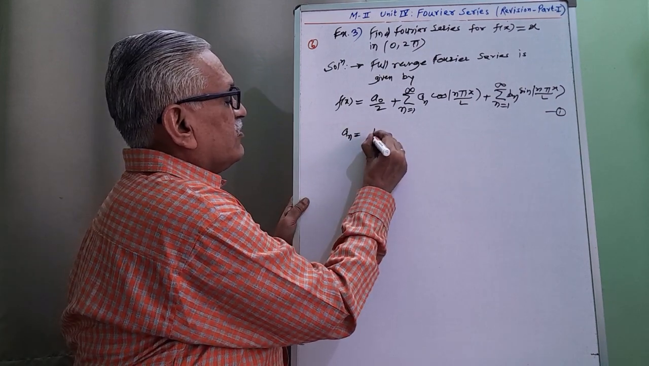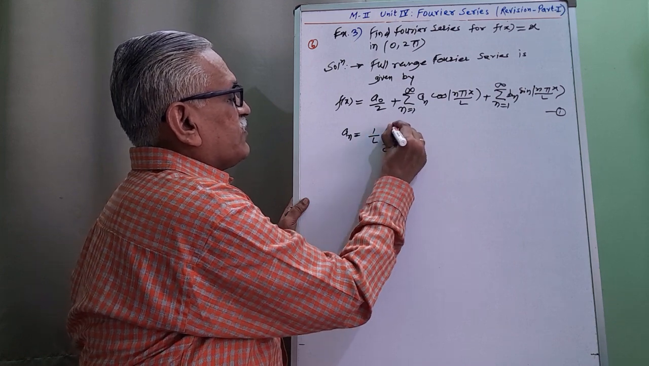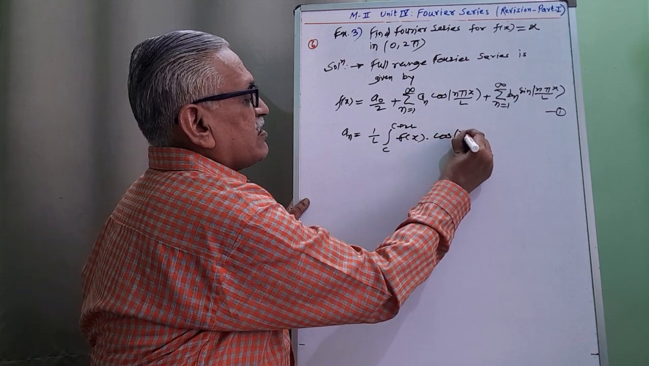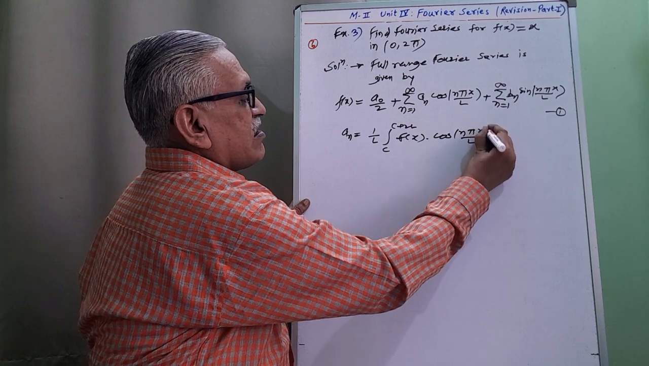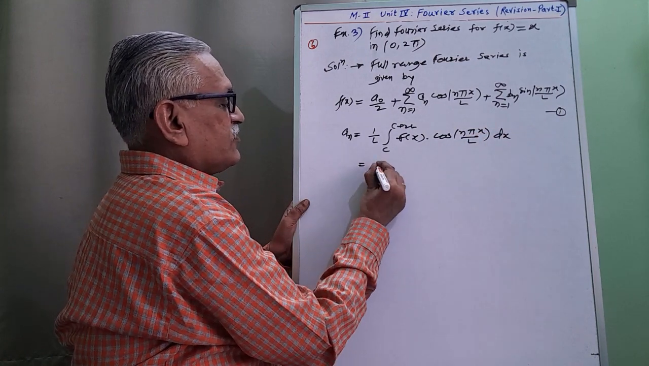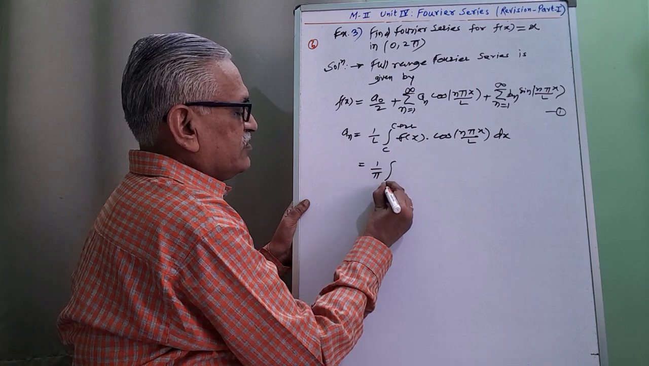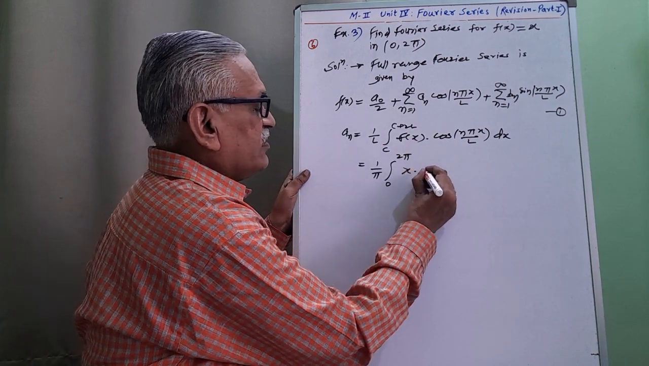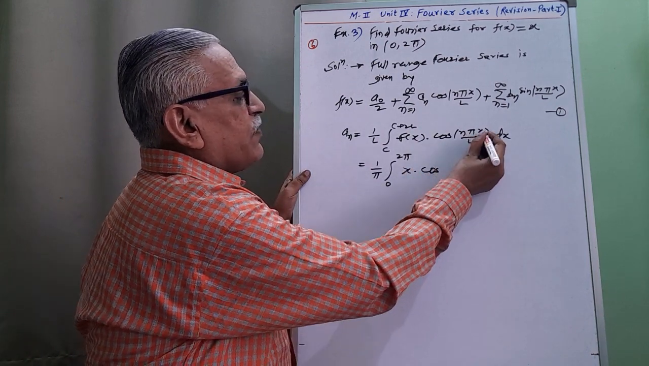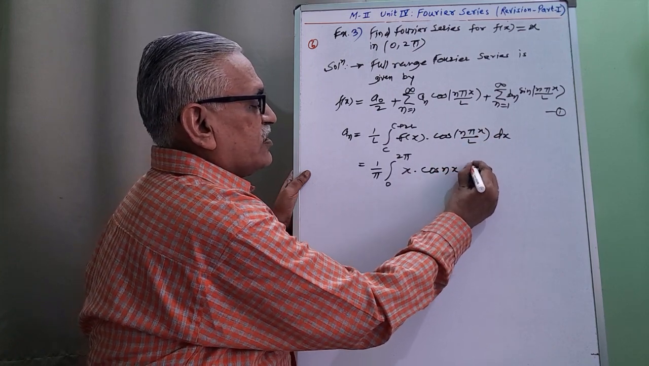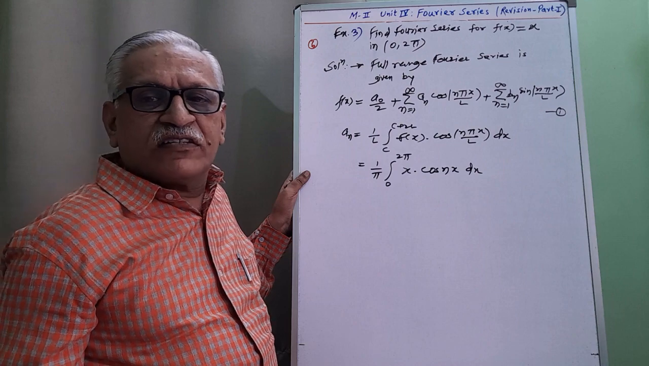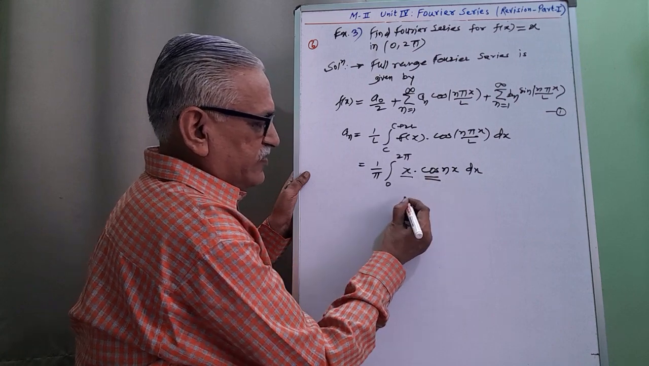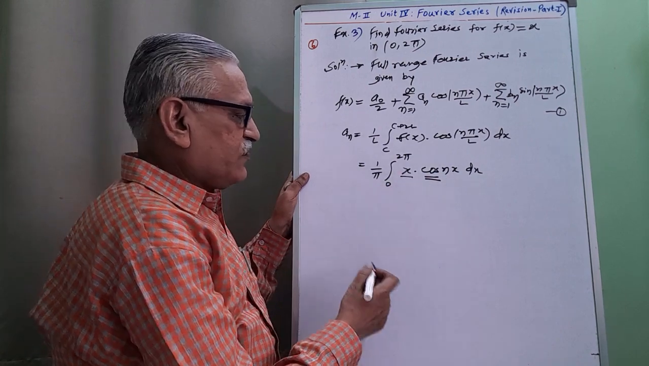An is given by 1 by L integration from C to C plus 2L f of x into cos n pi x by L integration with respect to x. Substituting value L as pi, C is 0, C plus 2L is 2 pi. f of x is x multiplied by cos of n pi x by pi, pi gets cancelled, we get cos of nx only. As it is a product of two terms, integrating it by generalized parts, x algebraic, cos trigonometric.